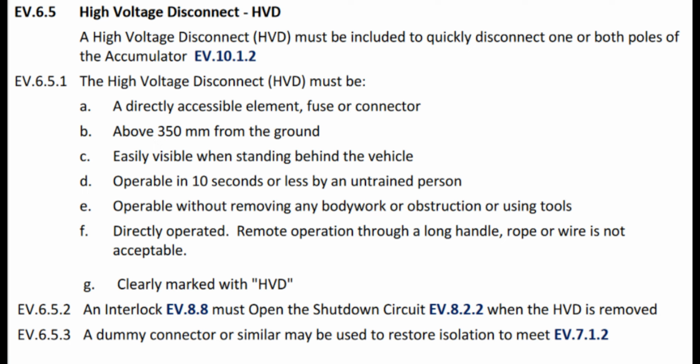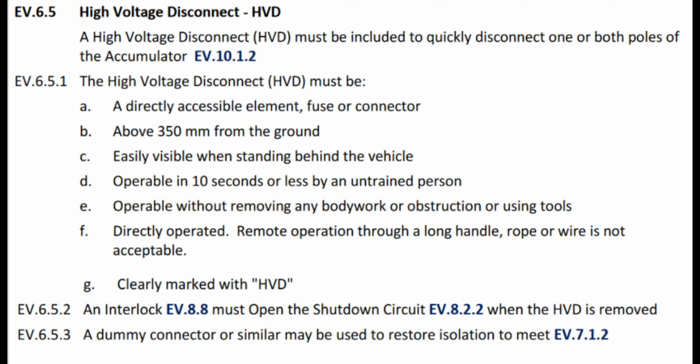Some of these requirements are more mechanically related, such as the accessibility and visibility of the HVD on the vehicle. So this is a conversation we'll have more when we talk about the mechanical design further along the line. Let's keep our focus purely on the electrical side for now. For us, that's going to be the first part of EV 6.5.1, which is a directly accessible element, fuse or connector. In this case, the connector is going to be the most convenient, as there are a lot of pretty modular connectors that already exist made for high voltage connections. So utilizing those is going to be the easy path forward for us.